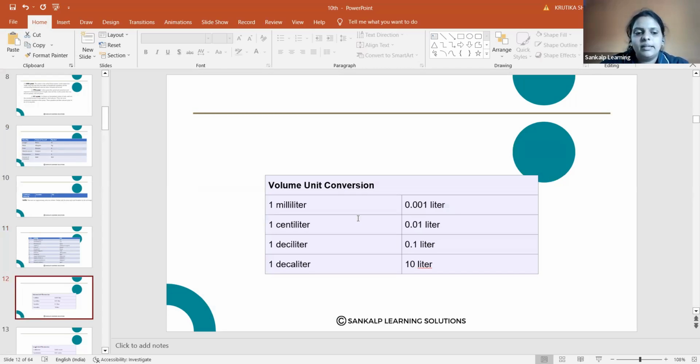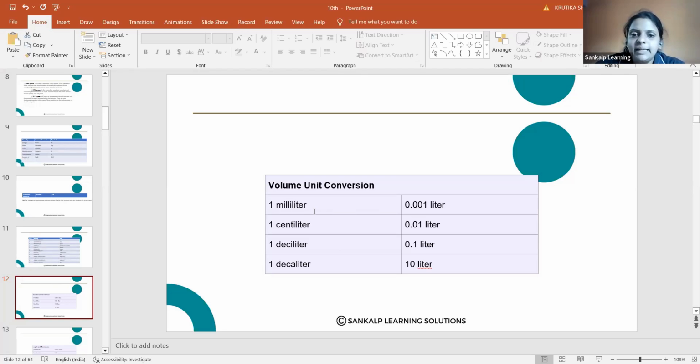In today's class, we are discussing conversions: how to convert from one unit to another. You need to remember some of these quantities. Here we have the volume unit conversion. That is, when a volume is given, it may be given in different units. Sometimes it is given in centiliter, milliliter, deciliter, decaliter. At school level, centiliter and milliliter are enough for you.